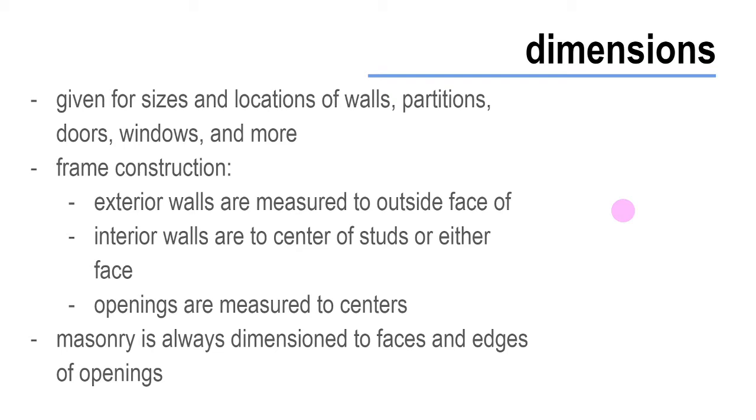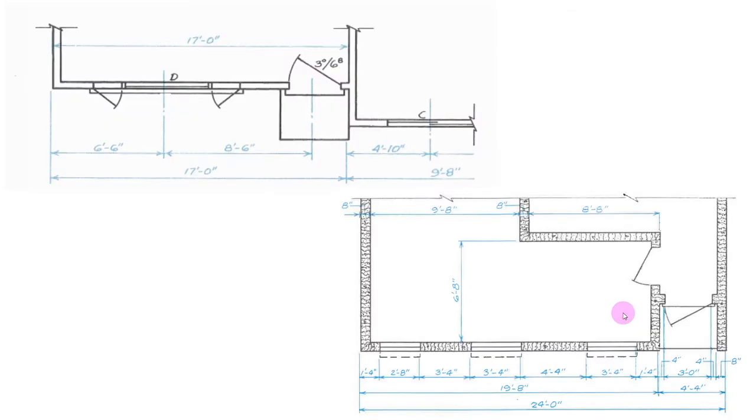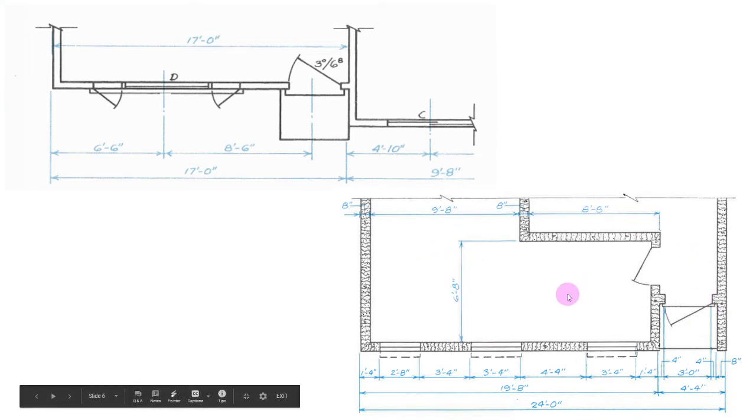Now, if I was creating a building that's being made out of CMUs or just masonry construction, I would then place my dimensions to the faces and edges of the walls as well as openings. And so for an example of that, on the top, this would be with wood framing or construction, and this would be how I would dimension for masonry framing.